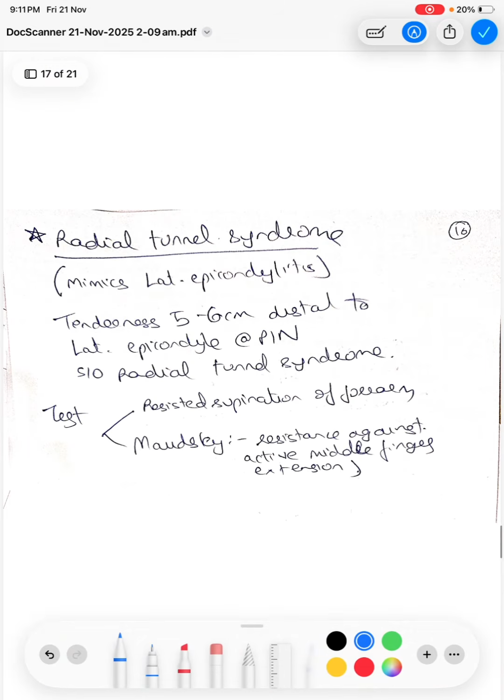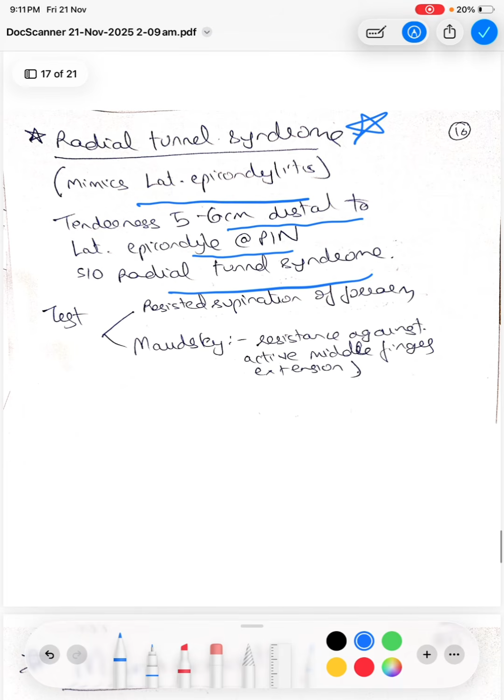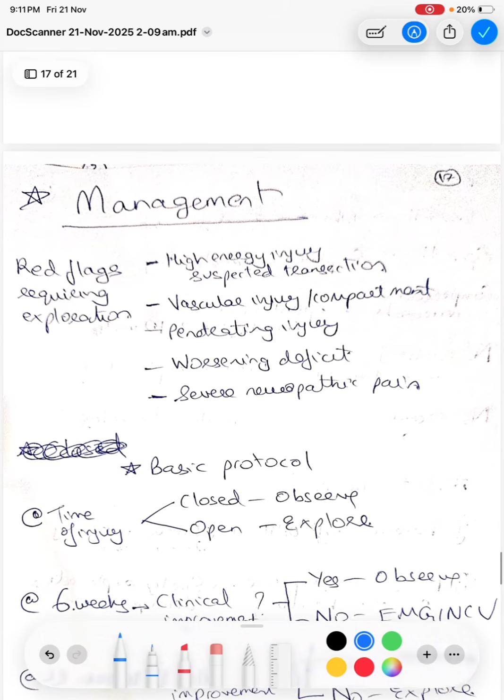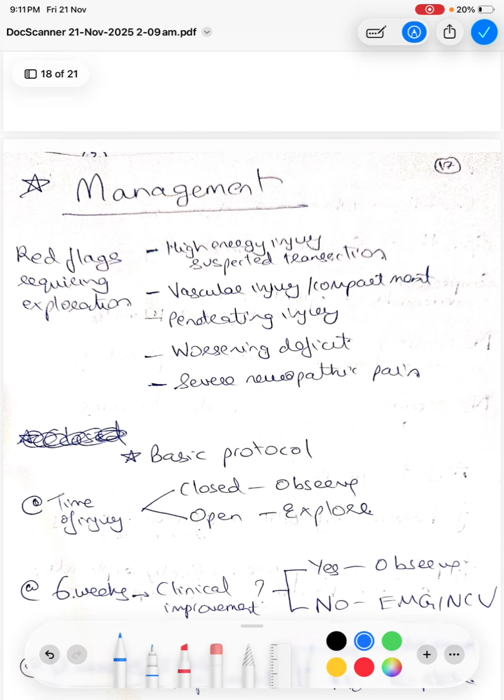Now we need to understand radial tunnel syndrome, which mimics lateral epicondylitis. So how do you differentiate between lateral epicondylitis and radial tunnel syndrome? In radial tunnel syndrome, the tenderness is 5 to 6 cm distal to the lateral epicondyle at the PIN, which suggests radial tunnel syndrome. What are the tests? Resisted supination of the forearm and the Maudsley test, which is resistance against active middle finger extension. Okay. So this was the basic etiology.